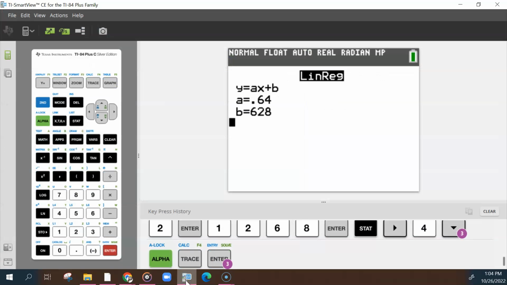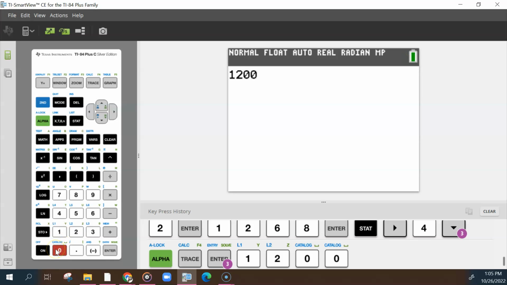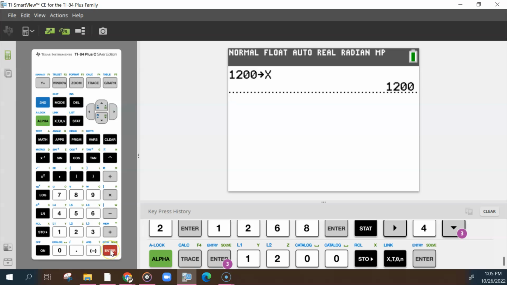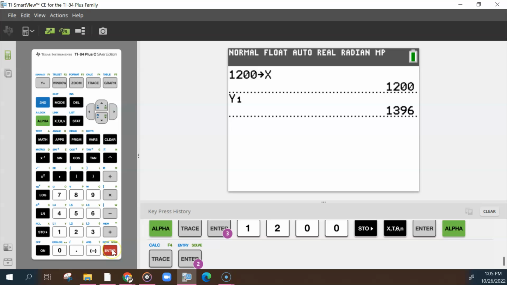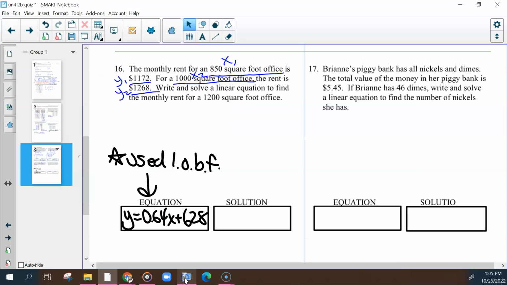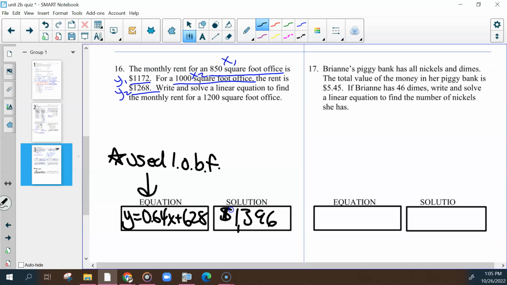So from here I'm going to store 1200 as X. And then grab my equation from alpha trace. 1396 should have been your final answer. And you would just say that you stored that value as X. That would be you showing your work.